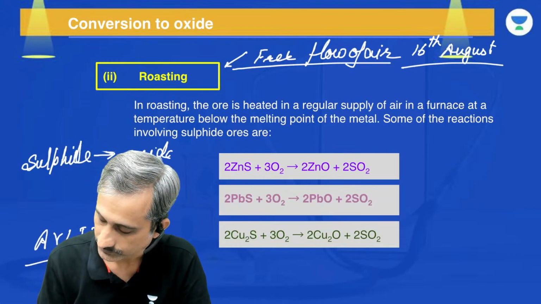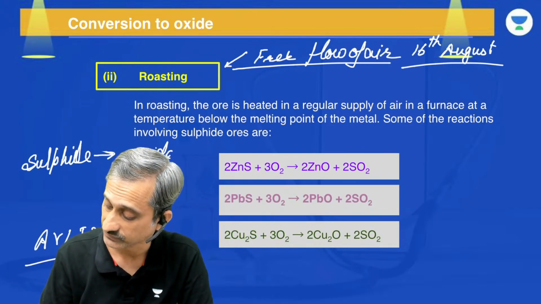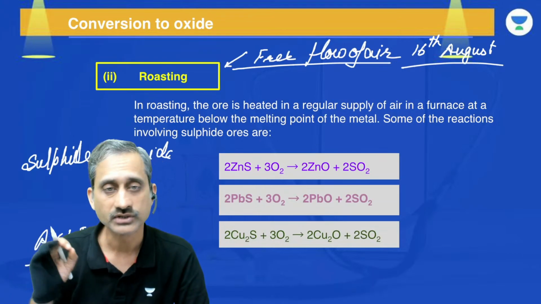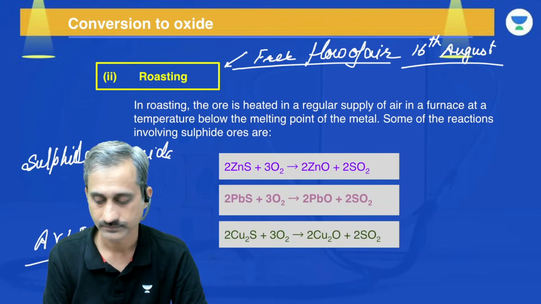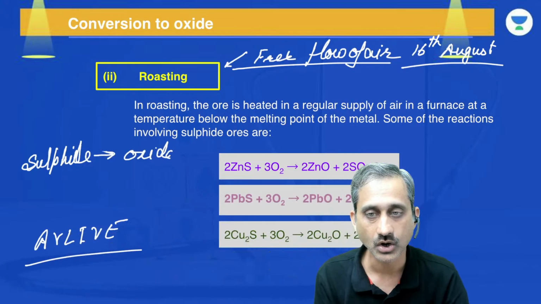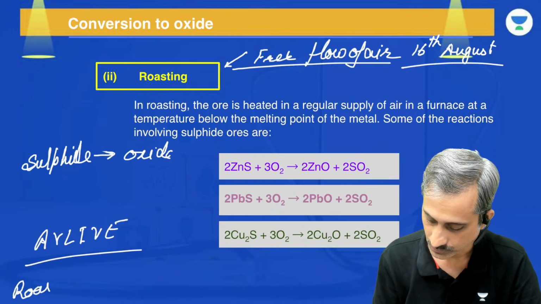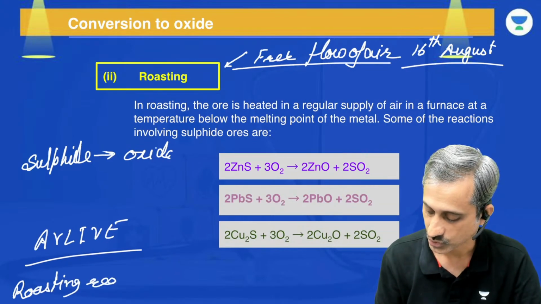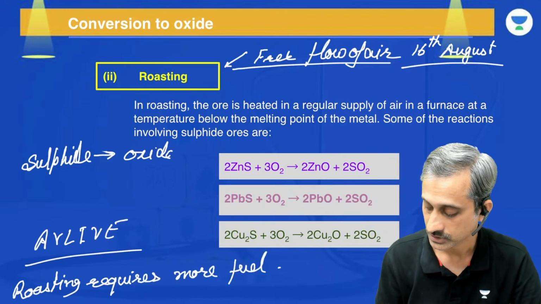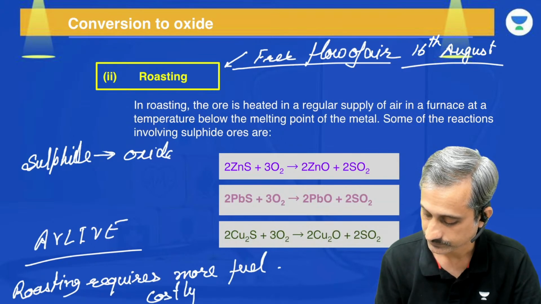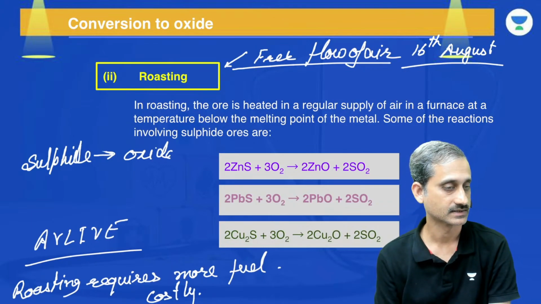Okay. So in roasting, the ore is heated in a regular supply of air in a furnace at a temperature below the melting point of the metal. Some of the reactions, these sulfide ores. Now just remember, roasting is able to do all the things that calcination does. But the important thing is roasting requires more fuel. So it is a bit costly.